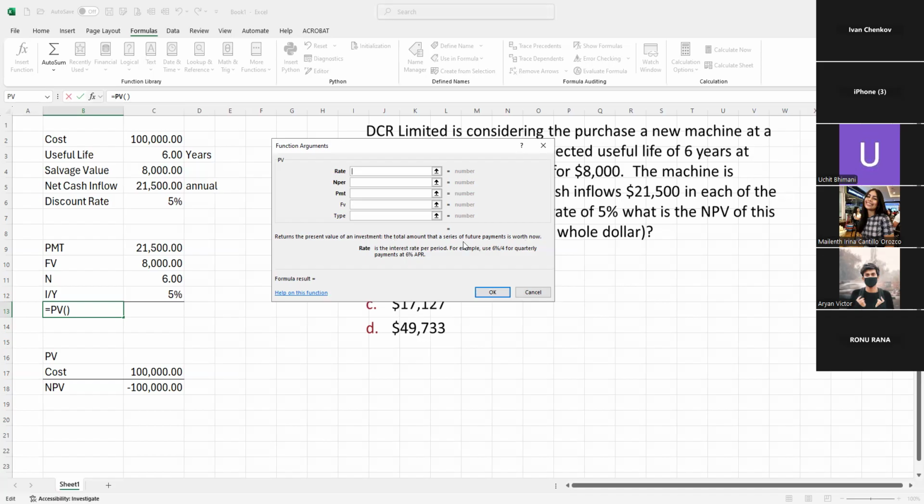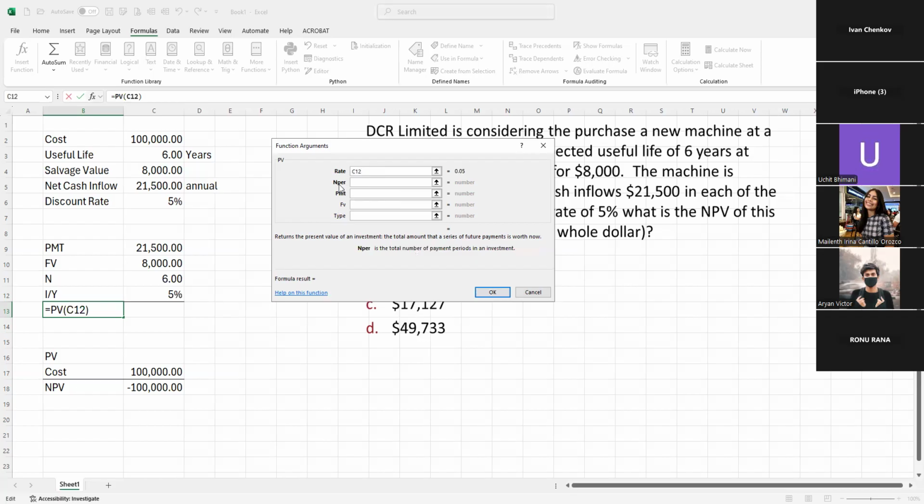The series of payments, we're going to see it as an annual payment every year over the 6 years and one lump sum at the end of the 6th year. And we're going to start entering the information. First, we're going to ask you for rate. Rate is your interest or discount rate, which is 5%. So rate is 5.